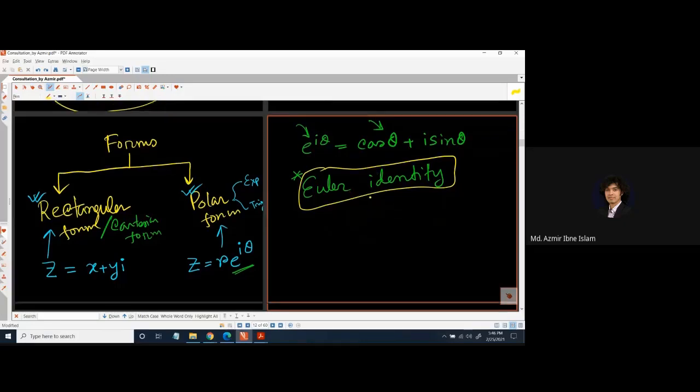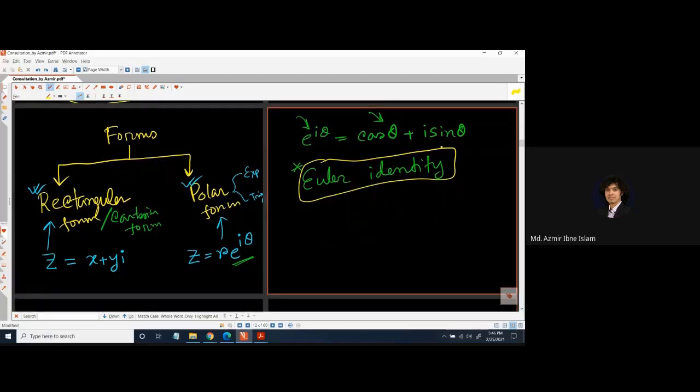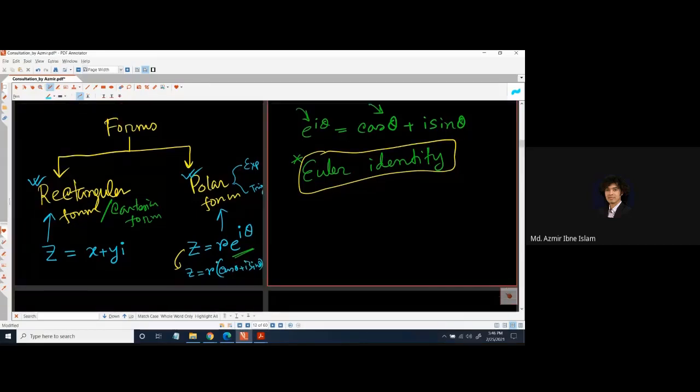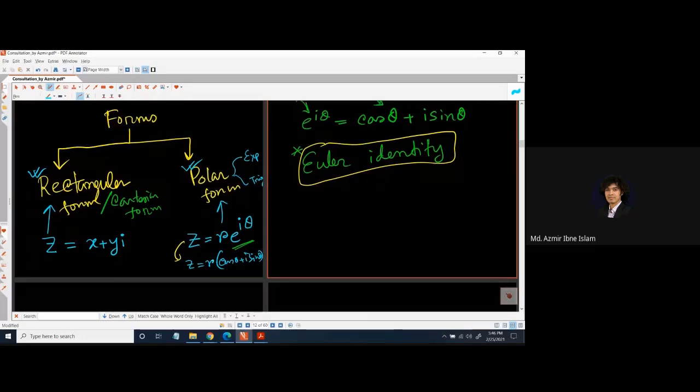So using this identity, this number can be written in this way. That is r times e to the power i theta, that is r (cosine theta plus i sine theta). So we have actually two forms, but we can also say we have actually three forms. That is the rectangular form and the polar form. The polar form can be written in an exponential way or in trigonometric ways.